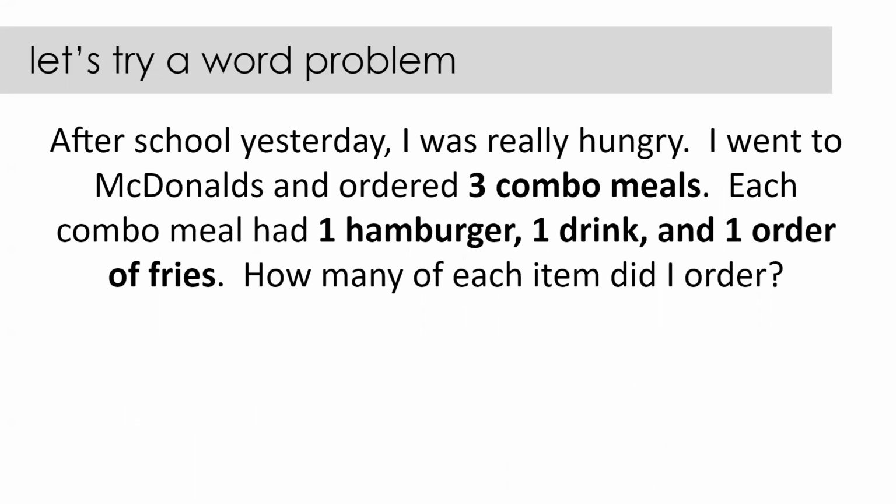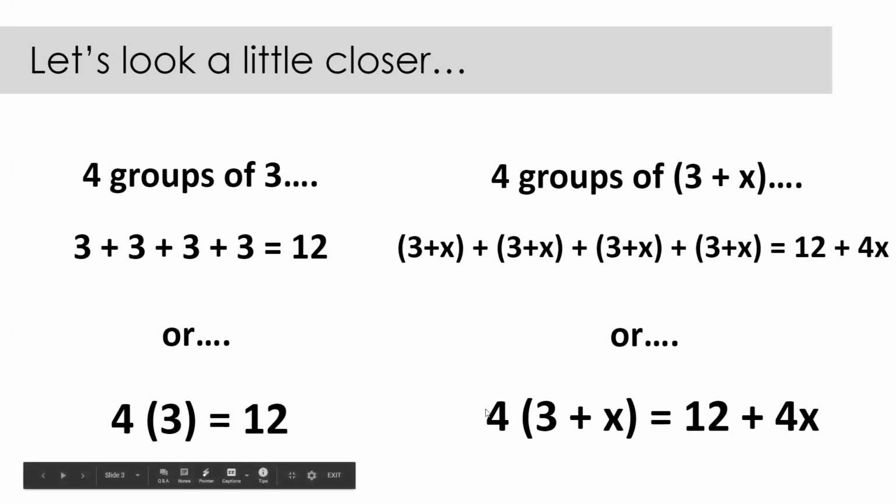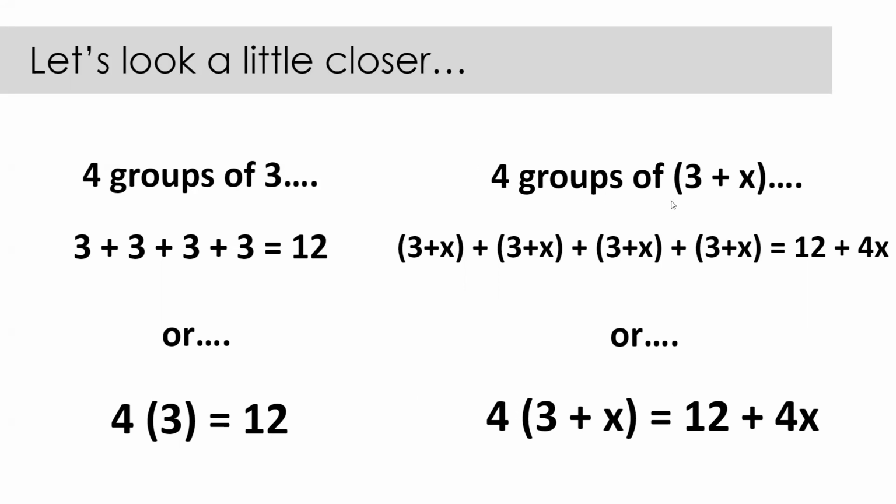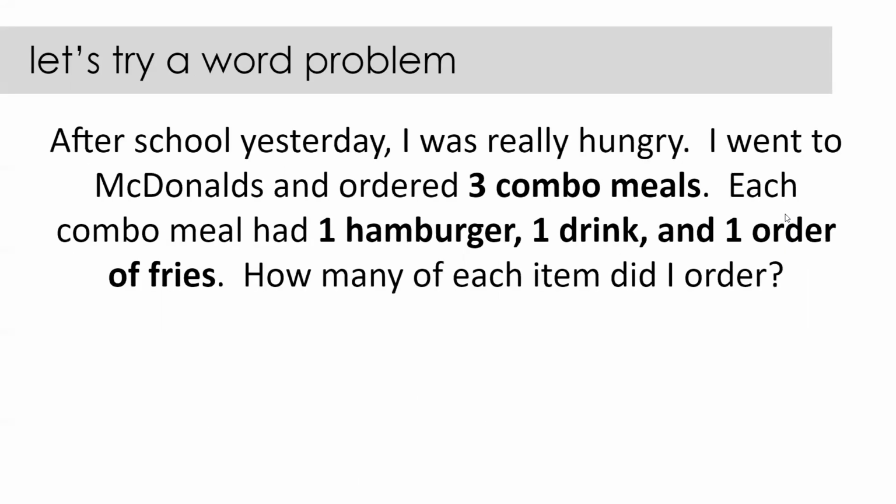So after school yesterday, I was really hungry. So I went to McDonald's and ordered 3 combo meals. Each combo meal had 1 hamburger, 1 drink, and 1 order of fries. How many of each item did I order? So thinking back over here and how we set this up, this represented 4 groups of 3 plus x. Try to create an expression or an equation that represents this situation right here. So pause the screen and try it out.